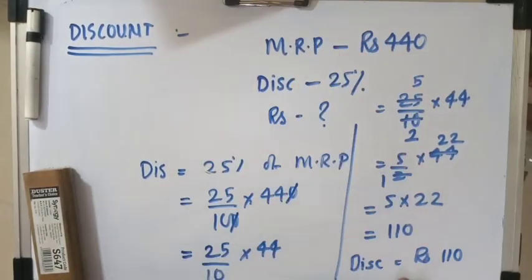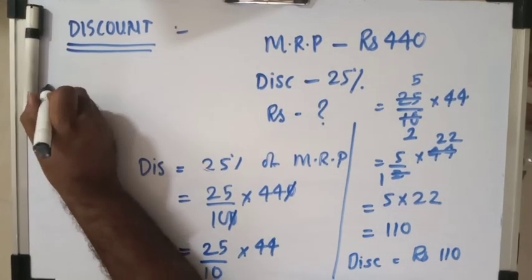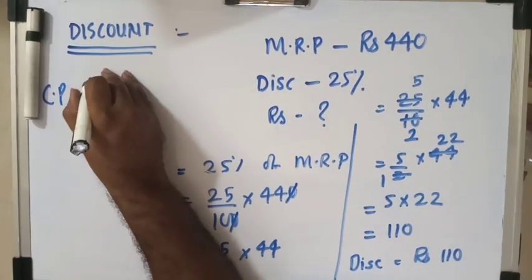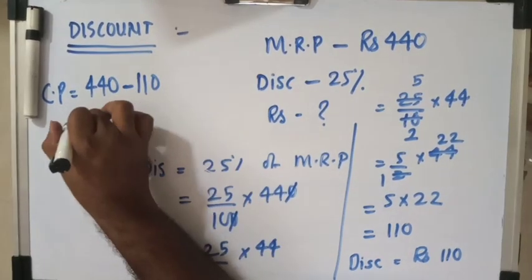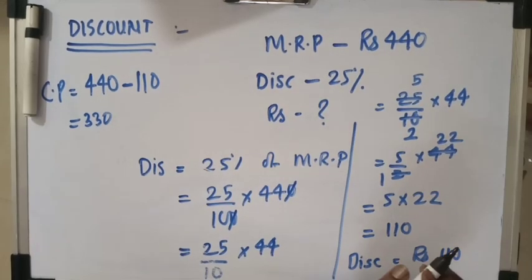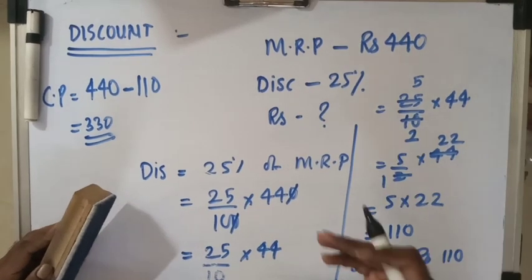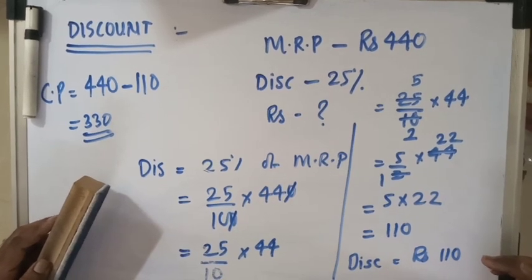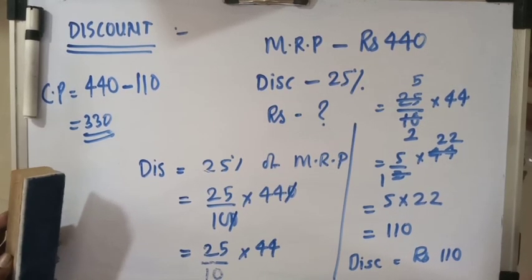If my MRP is 440 and I get a discount of rupees 110, what will be my cost price? What will be the price at which I buy the product? So from the MRP what I need to do is subtract my discount. So I bought it for how much? 330 rupees. So this is my cost price. This is how I want you to buy products when you go to a supermarket. So maths is practical, and wherever you go you make use of it.